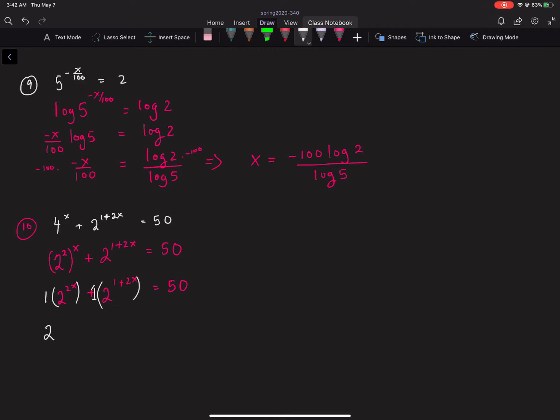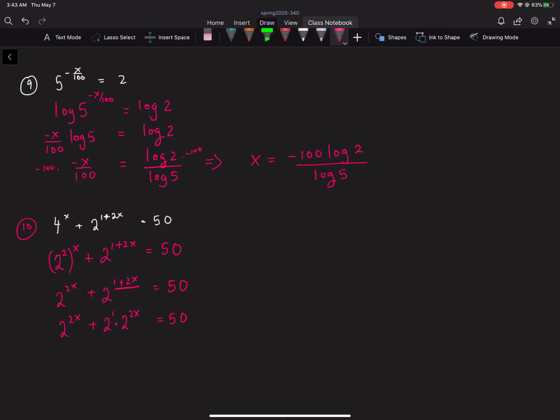No, hold on a second. Let me backtrack and see if I can find a better way to solve this. Okay, so let's see. This is what I can do. We can rewrite this as 2 to the 2x plus, utilizing my rules of exponents, recognizing that this piece, 1 plus 2x, can be rewritten as 2 to the 1 times 2 to the 2x. I like this much better than my other approach.